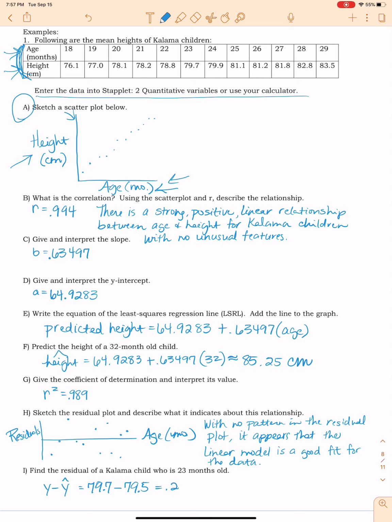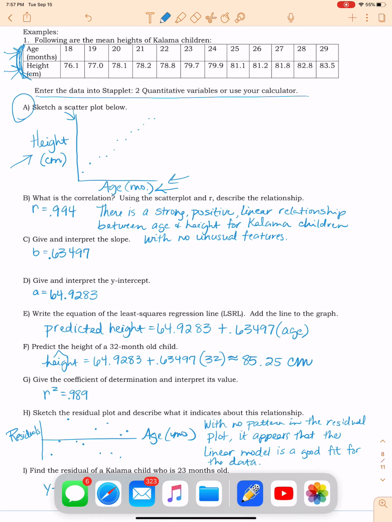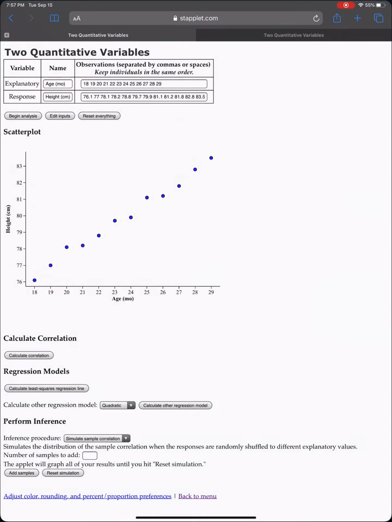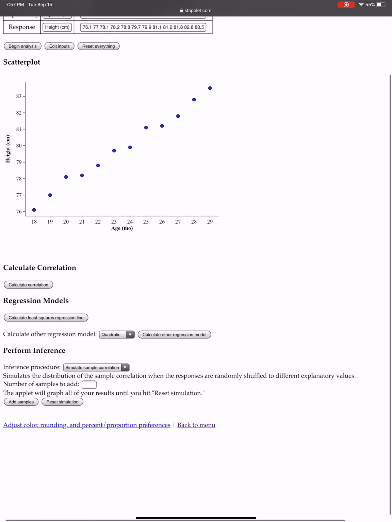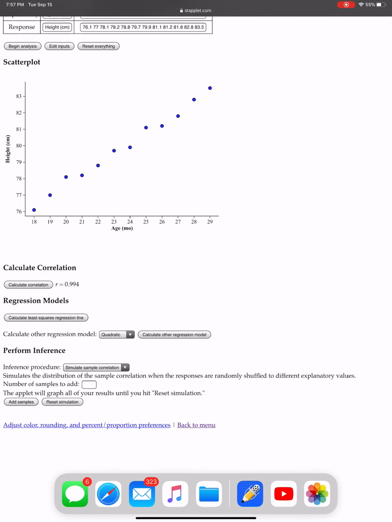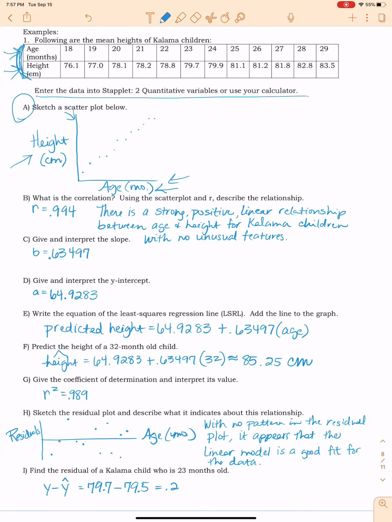So working through this, I just want to talk through it with you. What is the correlation? Well, the correlation is how strong our relationship is. And where we get it on Stapplet is right down here where it says calculate correlation. So I'm going to click on that. I get 0.994. What does that mean, Ms. Griggs? Well, the closer your correlation is to 1, or the closer it is to -1, the stronger their relationship.